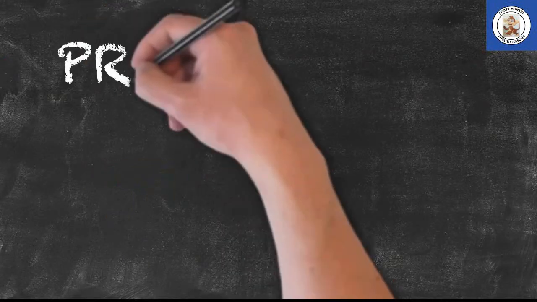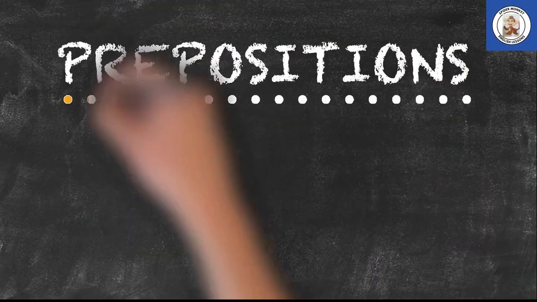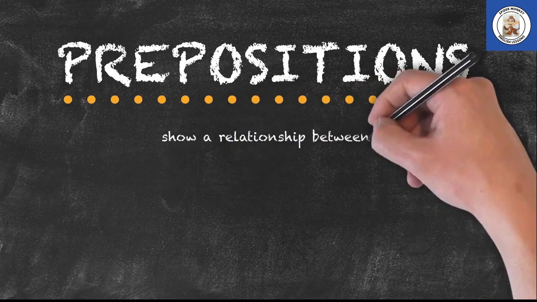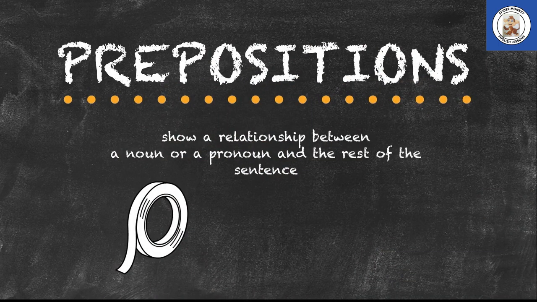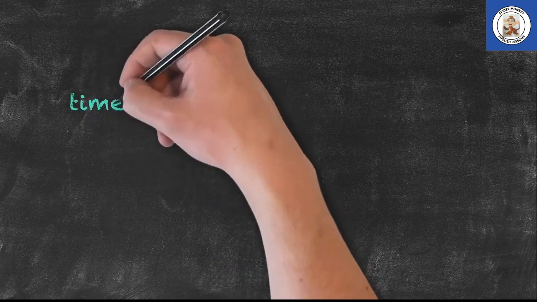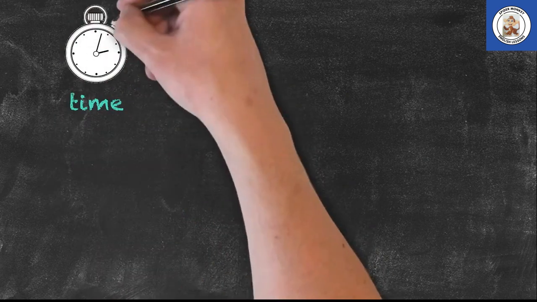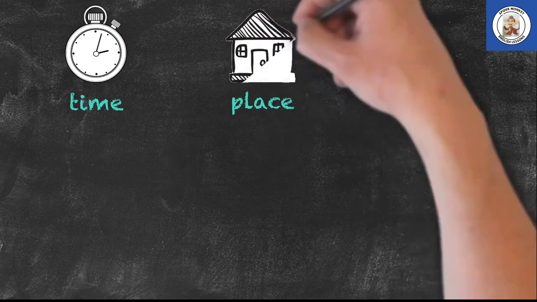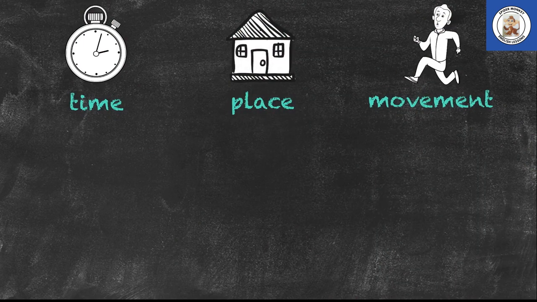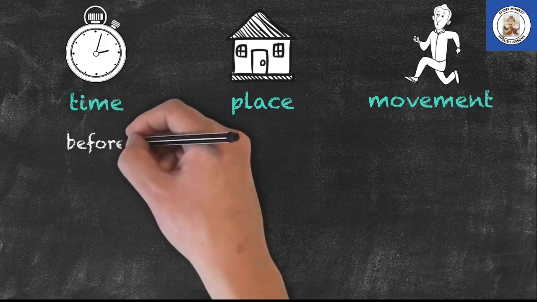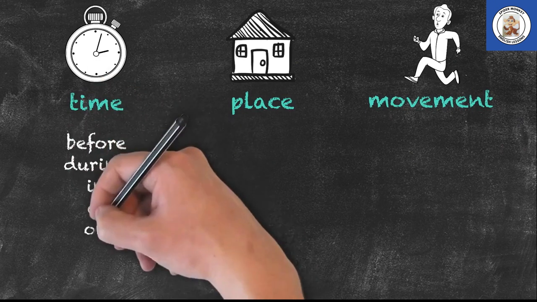Further down our list of the parts of speech, we have our prepositions. Prepositions show a relationship between a noun or a pronoun and the rest of the sentence. We have three main categories: time, place, and movement, as well as a miscellaneous category that doesn't fit the other three. Here we can have prepositions of time: before, during, in, at, or on.